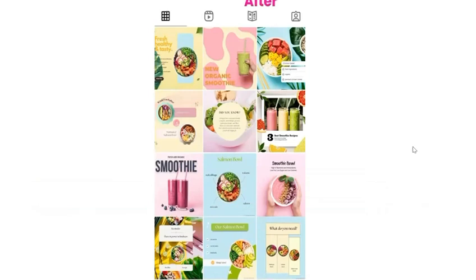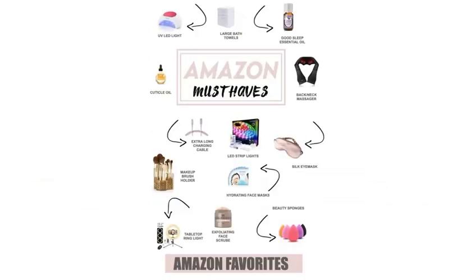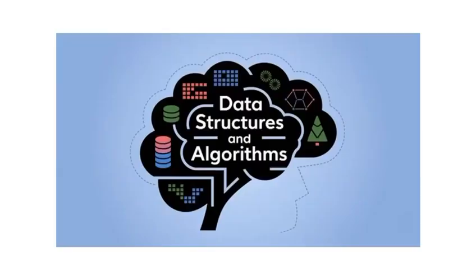Have you ever wondered how Google gives you results in milliseconds? How Instagram loads feeds so fast? Or how Amazon finds the best product match among millions? The answer lies in data structures and algorithms, the backbone of efficient problem solving.